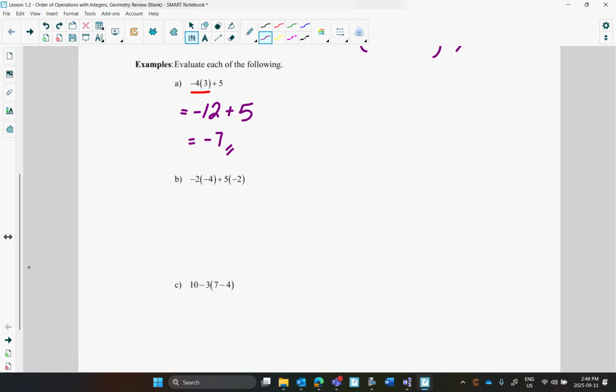Next one. What kind of operations are happening here in this question? I've got some multiplication going on. I've got some addition going on. Possible subtraction, yes, depending on how you do the question, that's right. So multiplication, addition, subtraction, that means the multiplication first. That's multiplication, and that's multiplication.